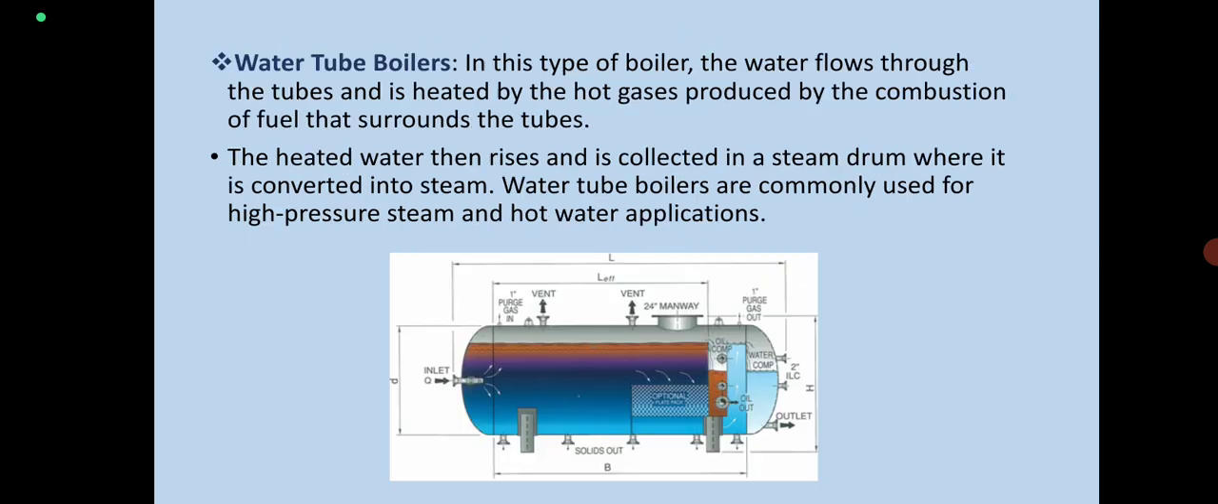Next we will discuss water tube boilers. In this type of boiler, the water flows through the tubes and is heated by the hot gases produced by the combustion of fuel that surround the tubes. The heated water then rises and is collected in the steam drum where it is converted into steam. Water tube boilers are commonly used for high pressure steam and hot water applications. In water tube boilers, the water passes through the tubes, and the fire is openly circulated around the tubes. Here the chances of heat transfer are higher than in fire tube boilers.